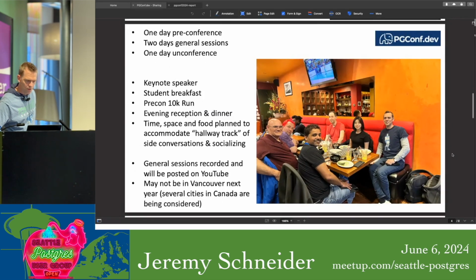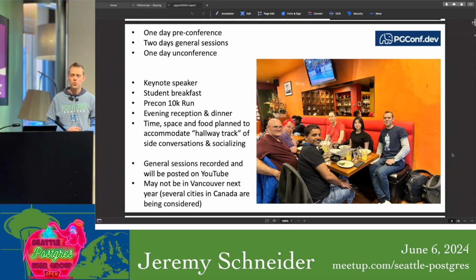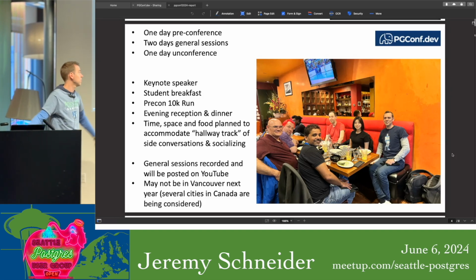All right, so this conference. It is a 4-day conference, or it was last week anyway. 1 day pre-conference, 2 days of general sessions, 1 day of an unconference. This is a picture of the Seattle Postgres user group. These are all our friends here in Seattle, well, except for Kacey, who didn't make it to dinner with us that night because she had some family stuff. But there we are, all of our Seattle people. We got together for a meal.